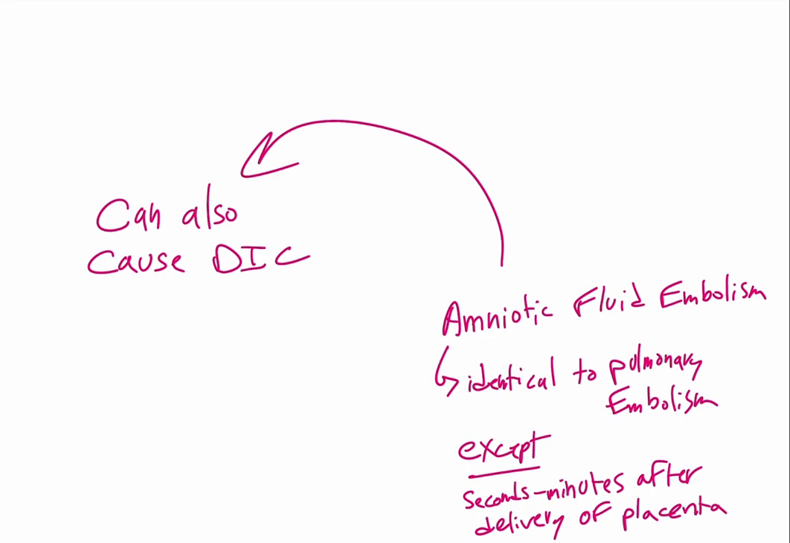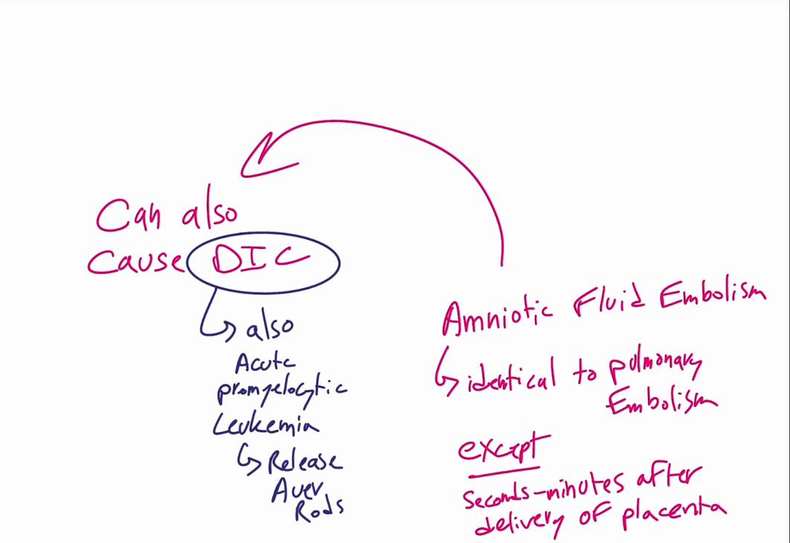Also, it's associated with DIC, that's disseminated intravascular coagulation. This can result from amniotic fluid embolism. So you need to know that if you start seeing bleeding from IV or catheter sites or schistocytes on peripheral smear, you're thinking DIC. Another high yield cause you might have to associate is with acute promyelocytic leukemia. This is due to the release of Auer rods.